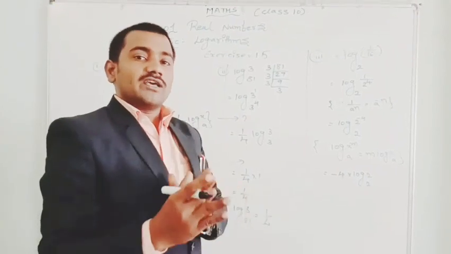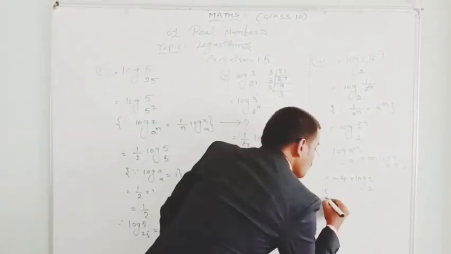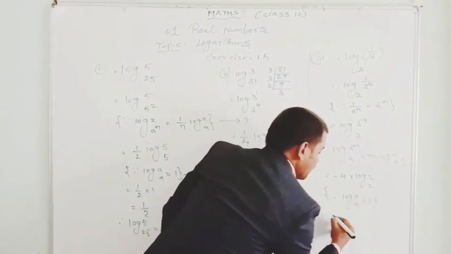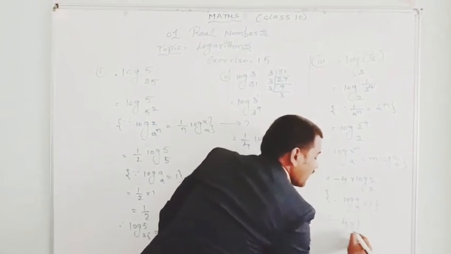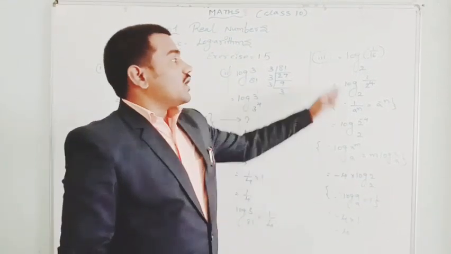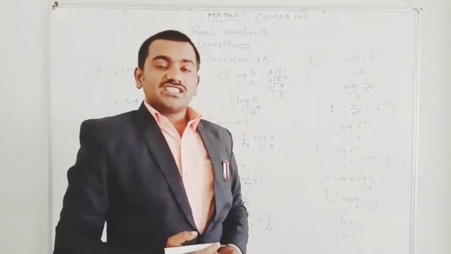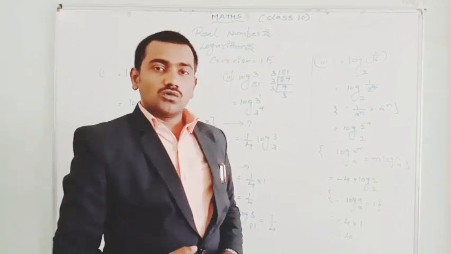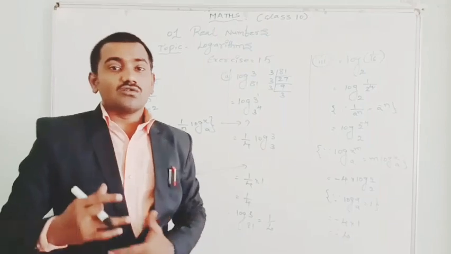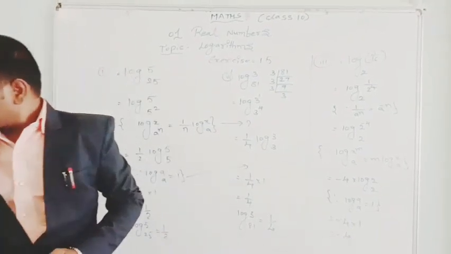The value of log 2 base 2 is equal to 1, by using the formula log a base a equal to 1. Hence here minus 4 into 1 equals minus 4. Therefore log 1 by 16 base 2 equals minus 4. Just go through this again, and we will go for the next question.